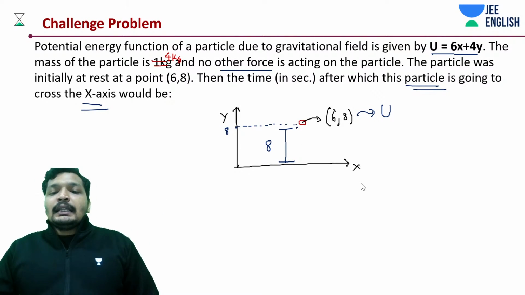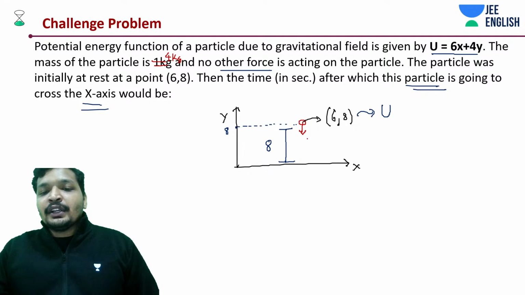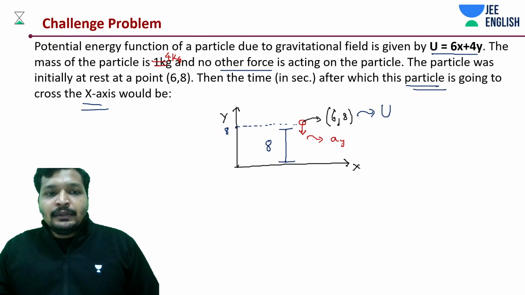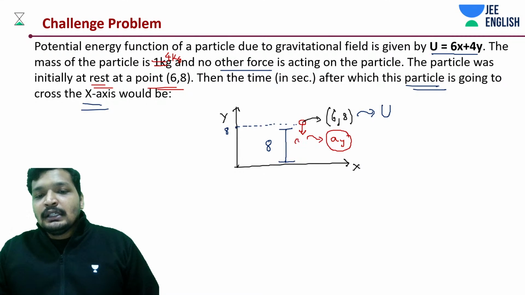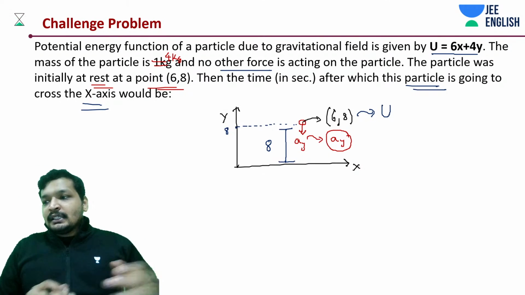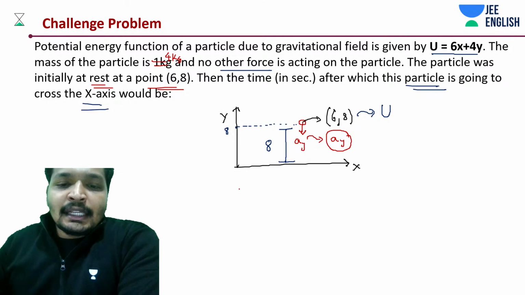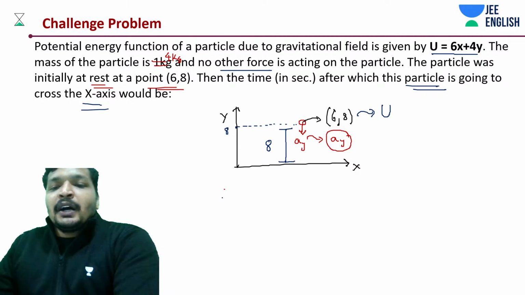And in this direction, what is going to be your acceleration? Because the particle is given to be at rest, and there is nothing else acting on the particle. It's initially at rest. Now what is the acceleration in the y direction, right? Because y direction acceleration matters, x direction acceleration is not needed. Now how do you find out the y direction acceleration? First of all, you need to apply something known as partial differentiation in this.